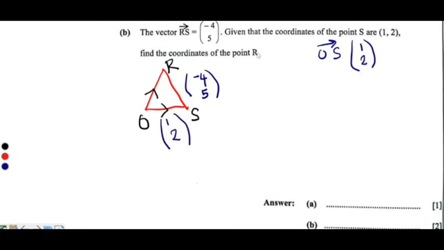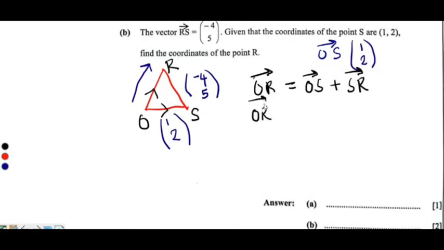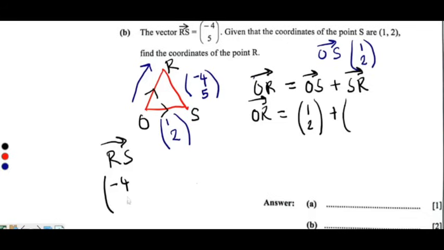In order for us to find the coordinates of R, we need first to find the position vector OR. To find OR, we are going to say OR is equal to OS plus SR. Now from here, we write OR is equal to OS, which is this one, 1, 2, then plus SR. Now here, RS was in line with the direction, and the vector was negative 4, 5.